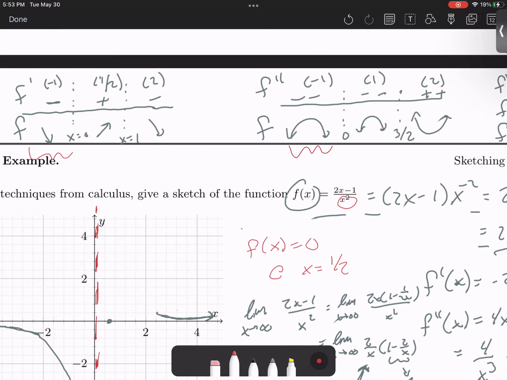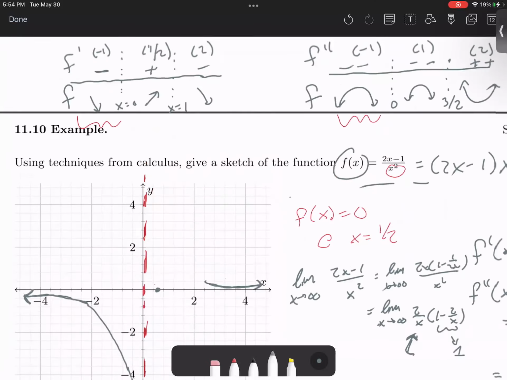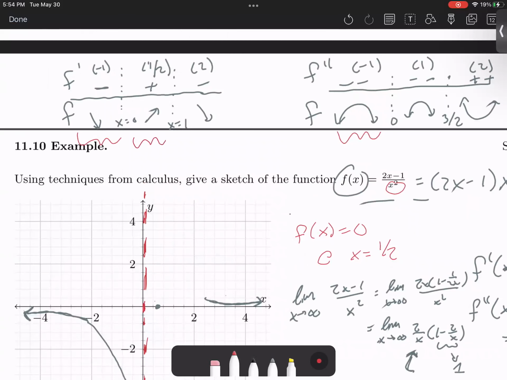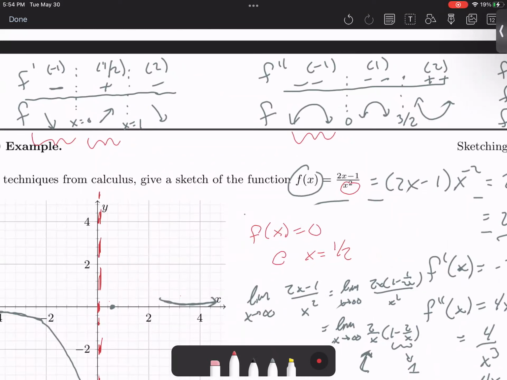What's going on between 0, so x is equal to 0, and the 0 of our function? Let's see, are we increasing or decreasing? We're increasing on the right side of 0, and we're increasing all the way until we hit 1. So we're definitely increasing until we hit that 0 right there, which occurs at 1/2. What's our concavity like? Our concavity between 0 and 1.5 is concave down.